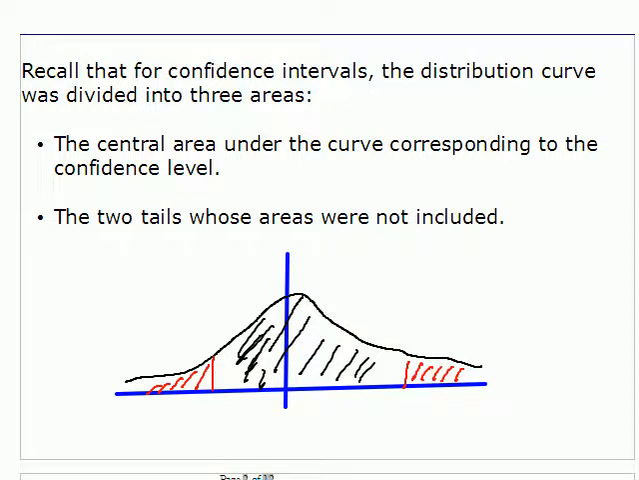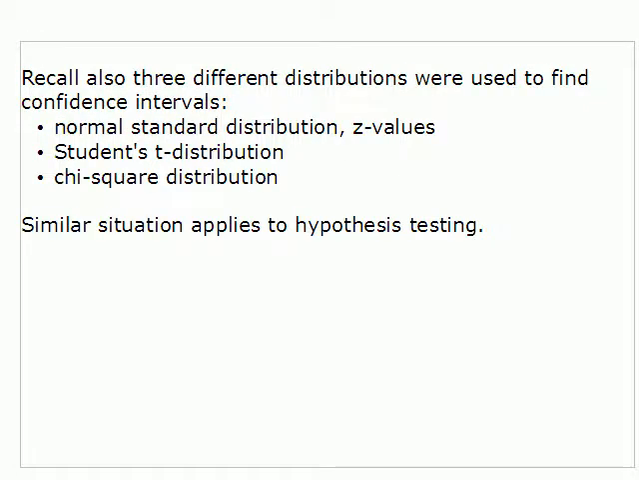We're going to do a similar situation here, but for the confidence intervals there are always two tails. Here there may be just one tail, a left tail or a right tail, depending on how you write your alternative hypothesis. Also recall that for confidence intervals there were three types of distributions. Actually there's more, but we just considered three types: the normal standard distribution with the z-values, the student's t-distribution, and the chi-square distribution. So we'll have a similar situation in hypothesis testing.